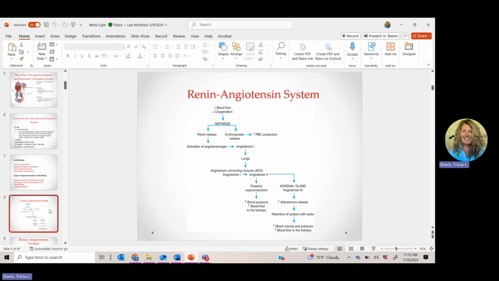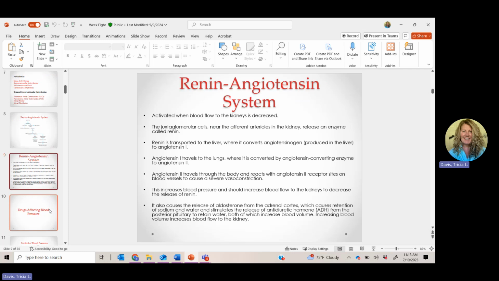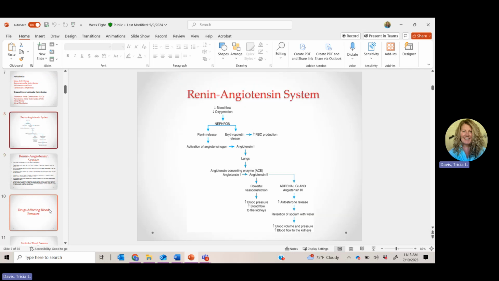So another thing that you guys really need to understand, especially for your exam, and because you're getting ready to give medications next semester, is what's going on in the body with certain medications that we give, and what the body's doing when patients are having issues. This I grabbed from your book, but I do want to explain it for a minute. This is basically our renin-angiotensin system.